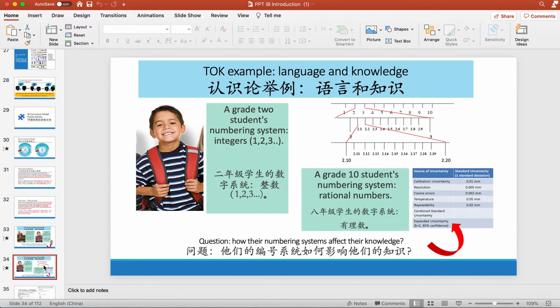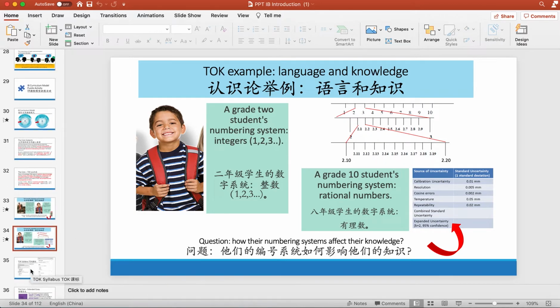And then I further compare this student with a grade 10 student who has learned the system of decimals or rational numbers. So how does the numbering system of each group affect the way they create knowledge, right? To be honest, I really enjoy the activity of using these examples because I can see how parents are engaged in a very interesting conversation.